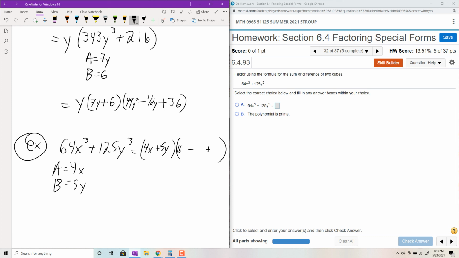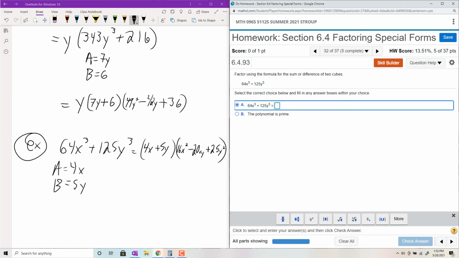4x squared is 16x squared. And then 4x times 5y is 20xy. And then finally, b squared would be 25y squared. Let's pop that in there so it works. It's 16x squared minus 20xy plus 25y squared.